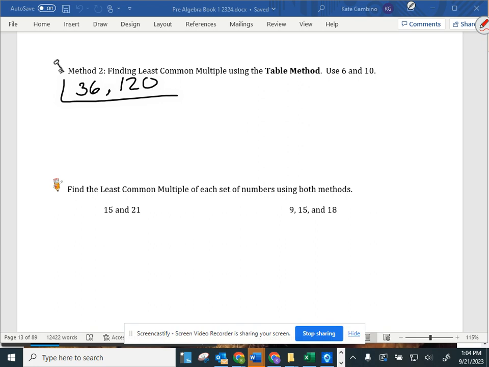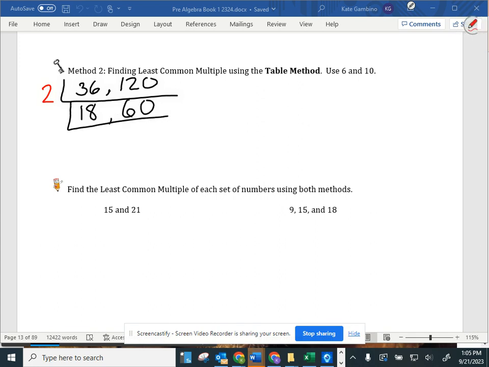Well, we just find a prime. Find the prime that you can pull out of both. So I can pull a 2 out of both. 2 is a prime. Remember, 1 is not a prime. 2 is our first prime. So I always start with the 2 if they're even numbers, because I know that's an easy prime to pull out. So I have 2. So 36 divided by 2 is 18. 120 divided by 2 is 60.